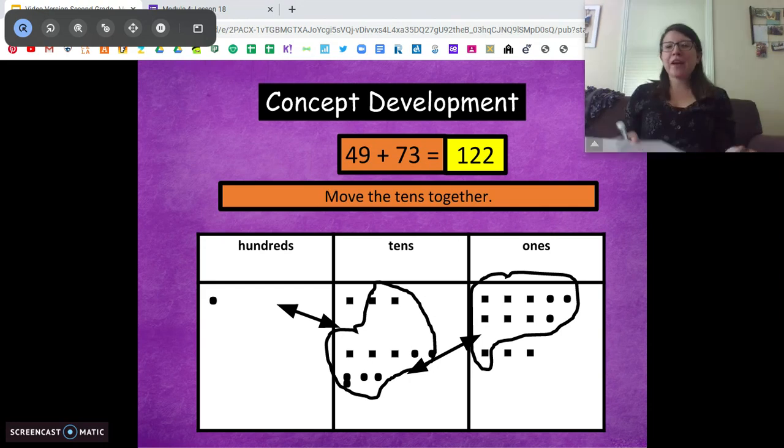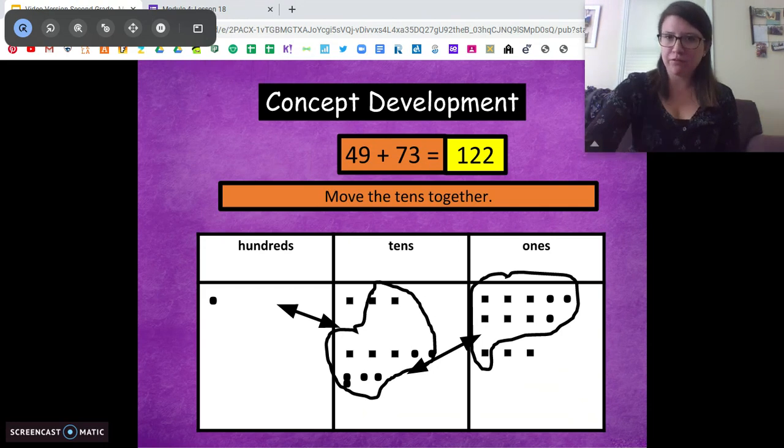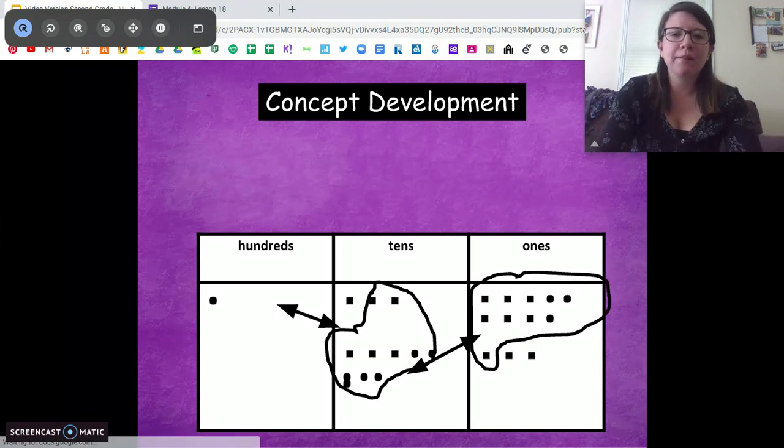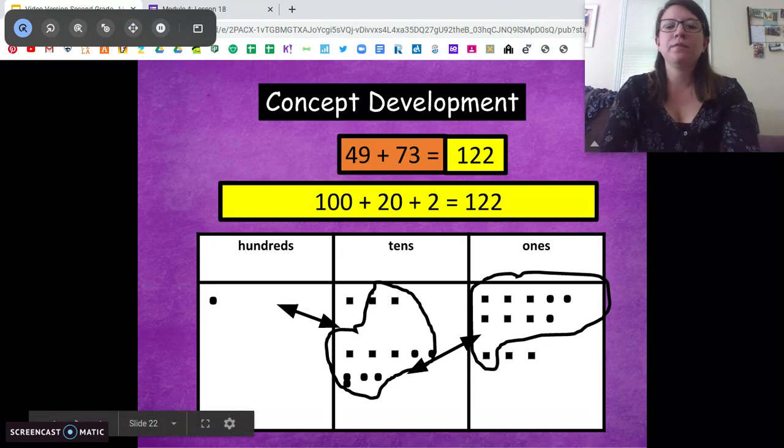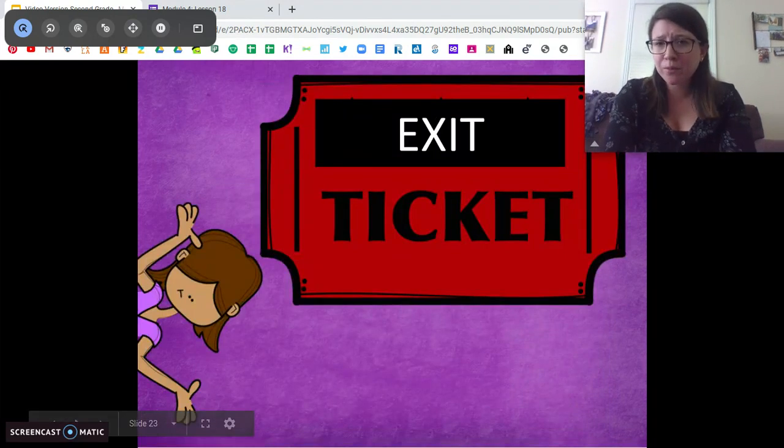Pretty cool, right? So now you're not only regrouping the ones, but you're regrouping the 10s too. You guys are awesome. All right, let's try one more, and then I'm going to have you do it on your own. That's just the breakdown of it. 100 plus 20 plus 2, 122. Oh, never mind, we're not doing one more.